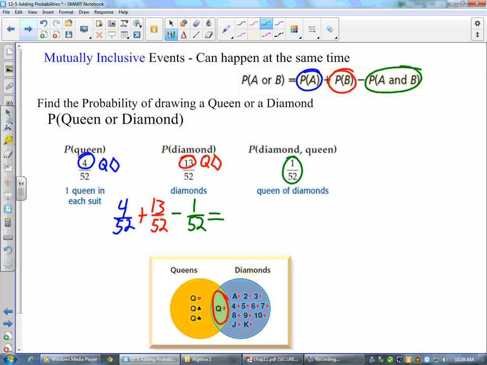And then 4 plus 13 is 17. Minus 1 is 16 out of 52. And we can reduce that and divide them both by 4. You get 4 out of 13. So the probability is 4 out of 13 of drawing a queen or a diamond.